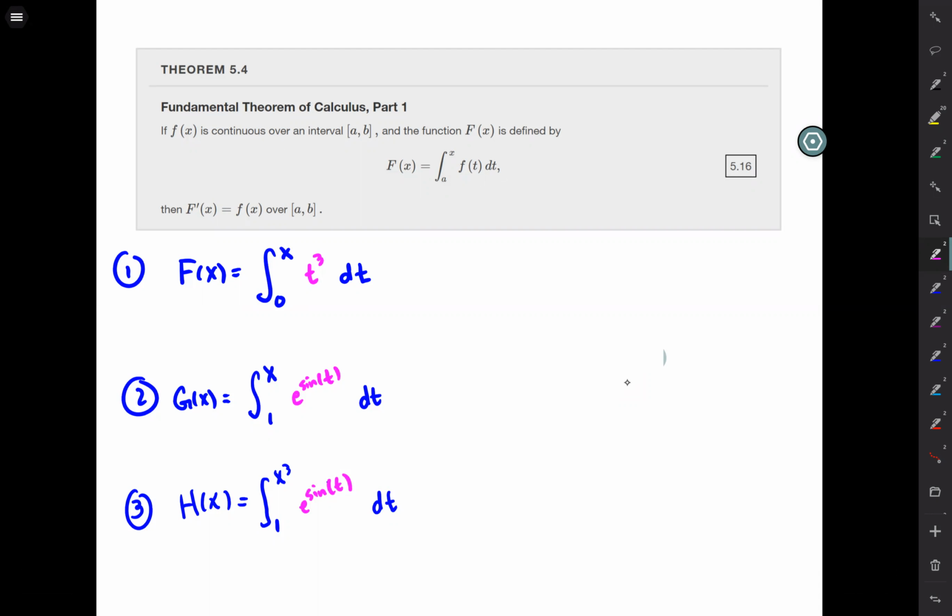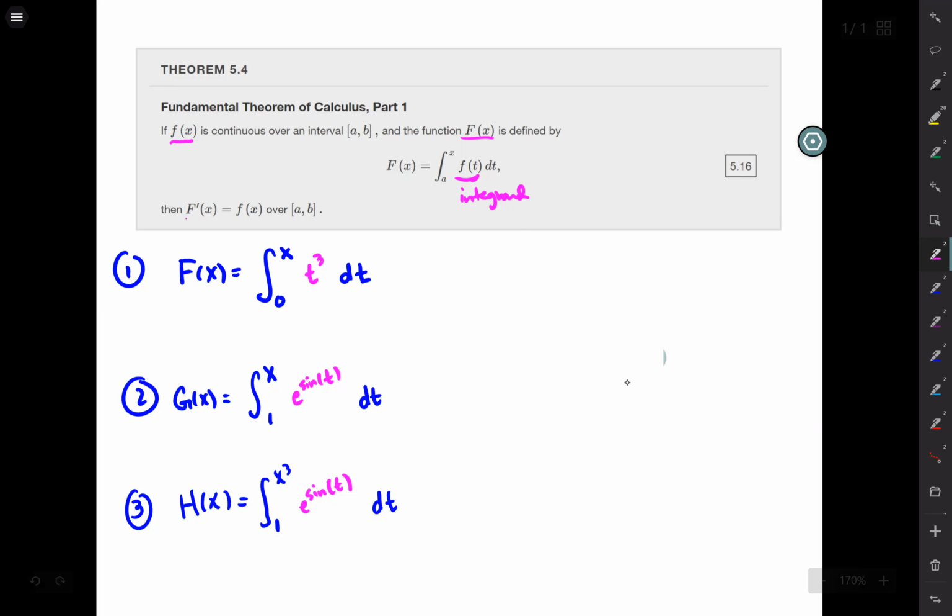It says that if little f of x is a continuous function on some interval from a to b, and we define the function big F of x to be the integral from a to x of little f of t dt. Again, remember this is the integrand here. So we're defining this new function big F of x, an integral from some constant a up to the variable x, and we're taking the integral of f of t dt.